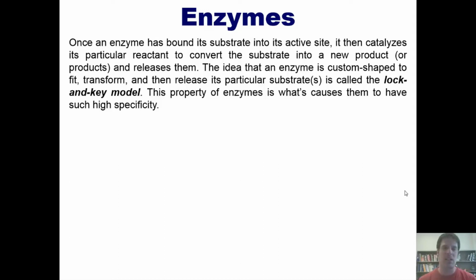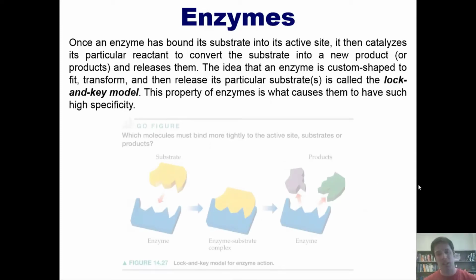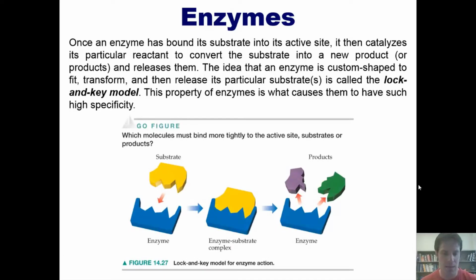The idea that an enzyme is custom shaped to fit, transform, and then release its particular substrates is called the lock and key model. This property of enzymes is what causes them to have such high specificity. This cute depiction shows us a simplified version of the lock and key model. We can imagine, for instance, an enzyme having a specific shape that is perfectly tailored to its substrate. The substrate comes in, binds to that enzyme's active site, and then the enzyme begins catalyzing a conversion of that substrate into products. Once that conversion is complete, the products now have a different shape and are released back into the environment. This is the lock and key model.